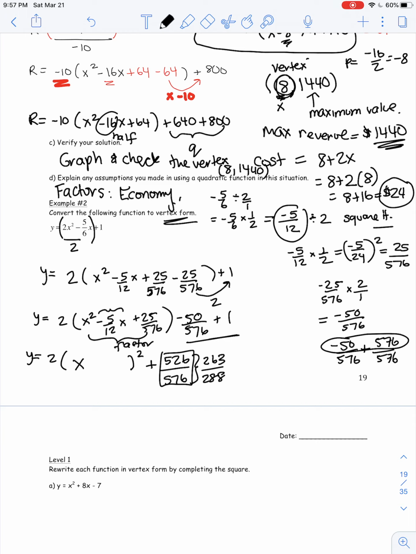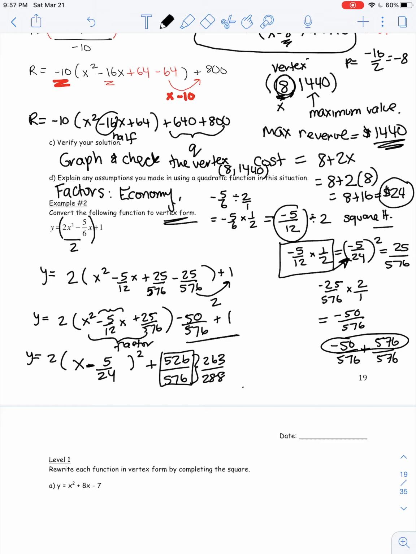So the trick is if you take half of negative 5 over 12, which we already did way over here, we can use this answer, and that's our p. Negative 5 over 24 is our p-value. So we did the work, so we don't have to repeat it. So we're going to put negative 5 over 24.